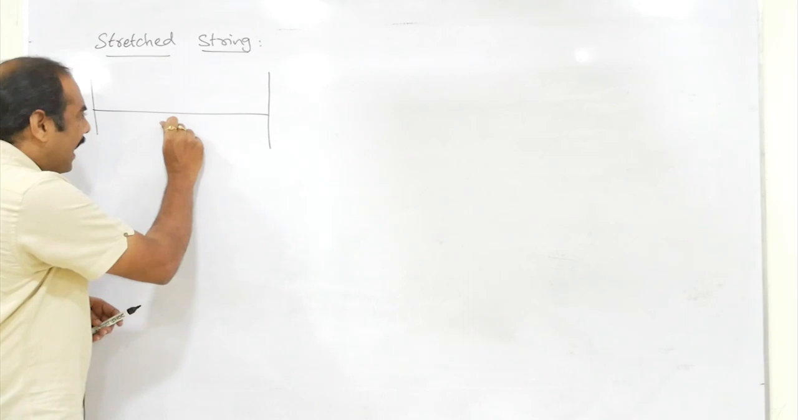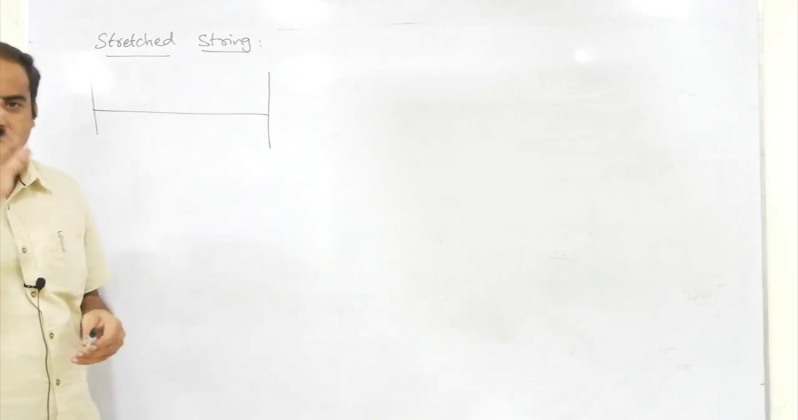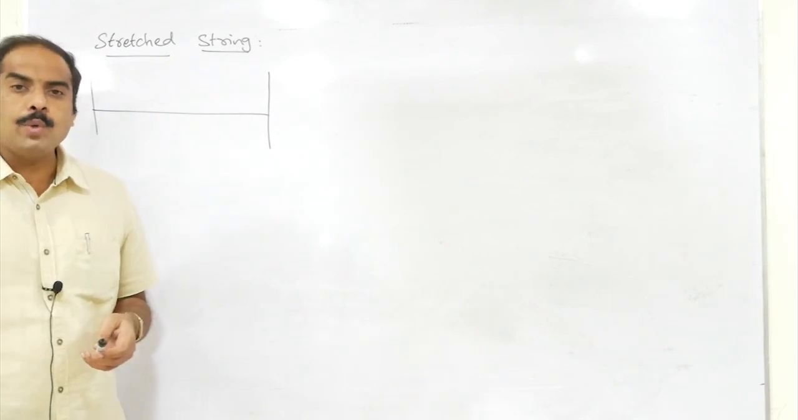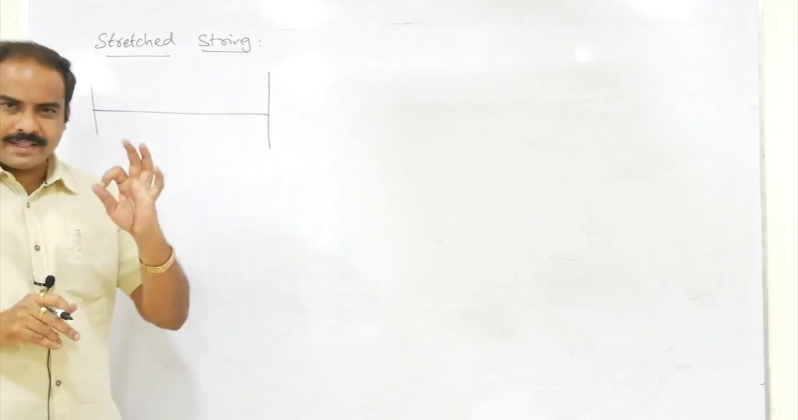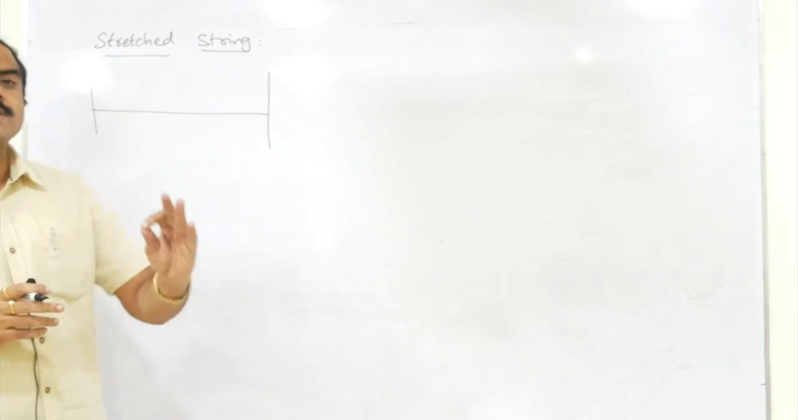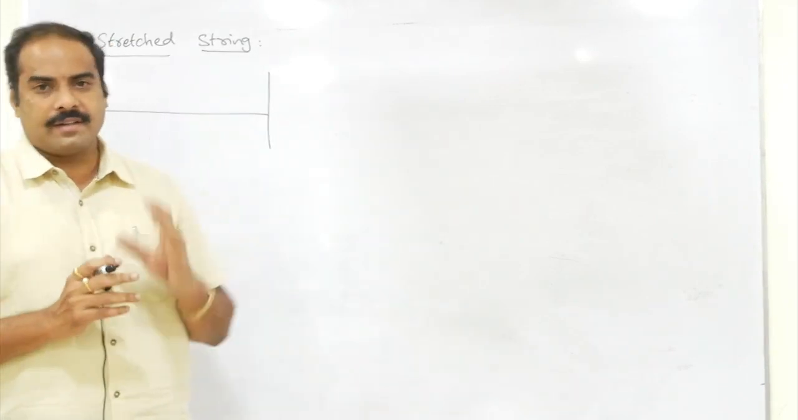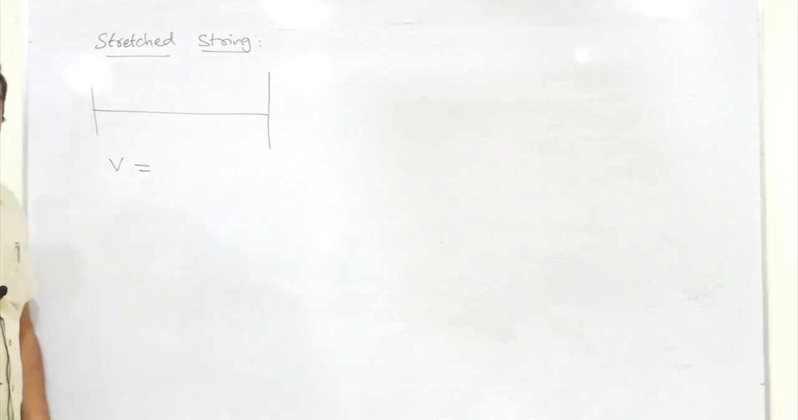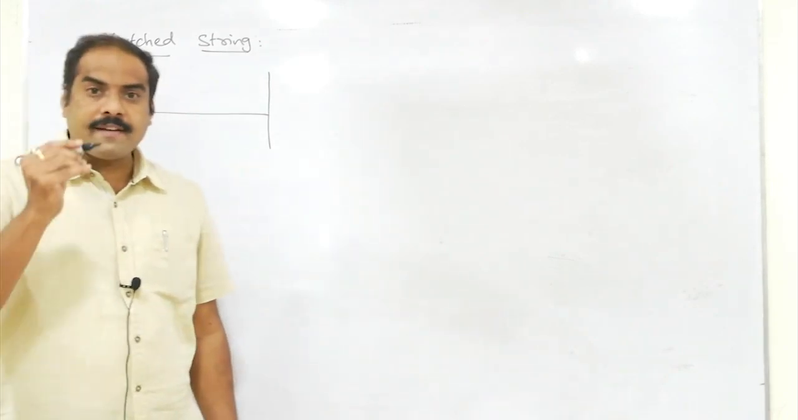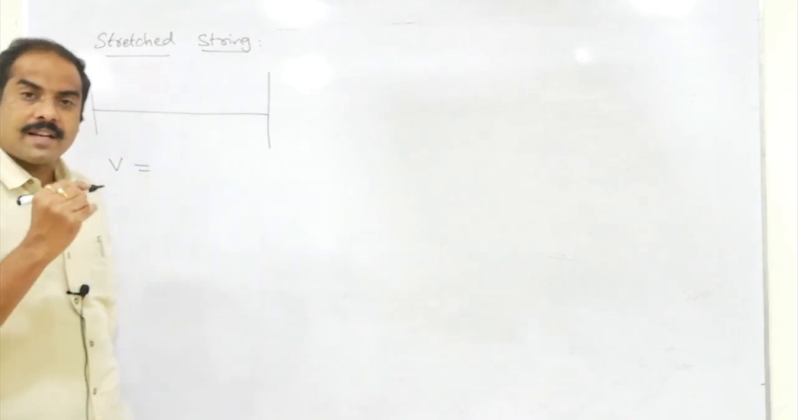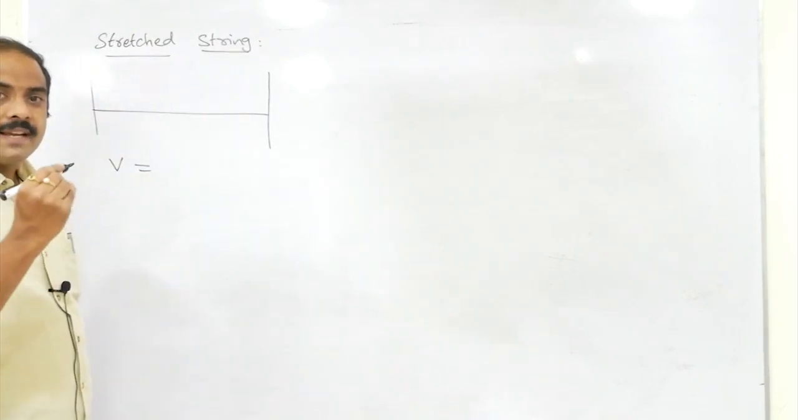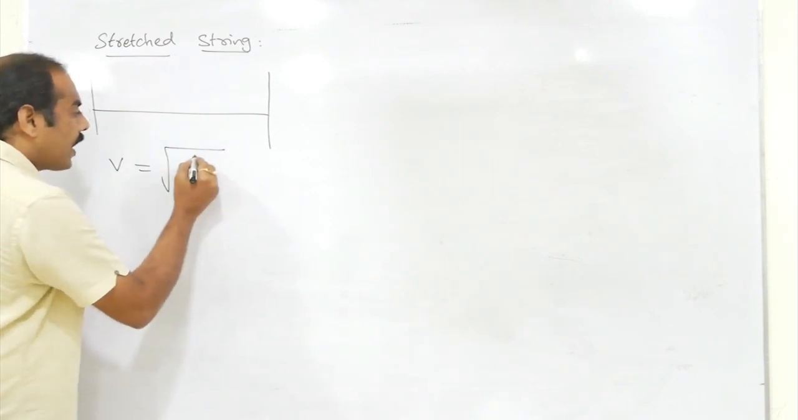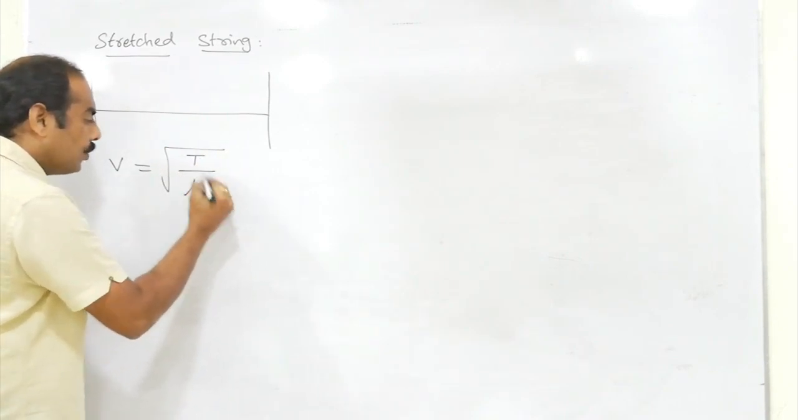Now when you pluck the string at the middle, transverse waves are produced in the string. What is the velocity of these transverse waves produced in a string? The mathematical expression for the velocity is square root of T by mu.